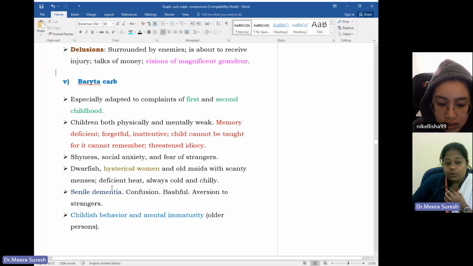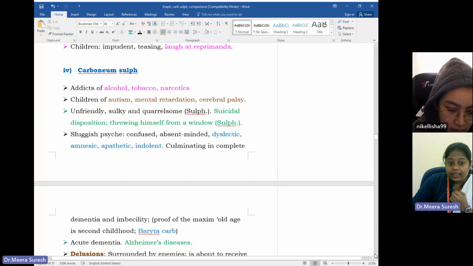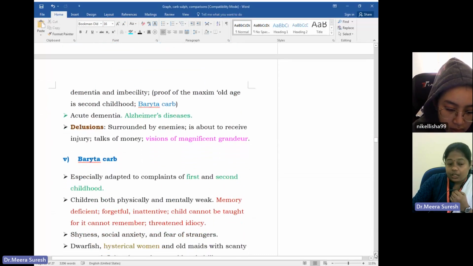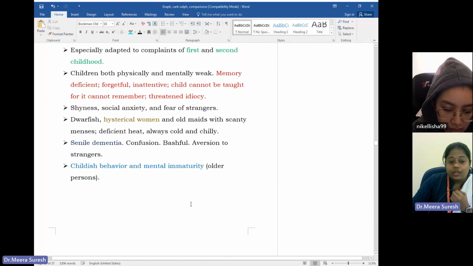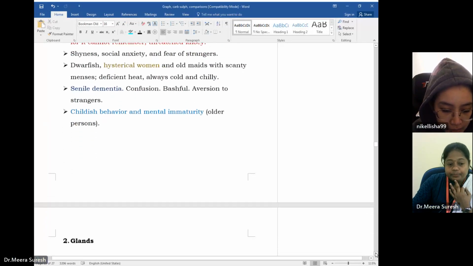Then in old people who are having senile dementia, bashful, confused, aversion to strangers. So the same, even the dementia that we mentioned over here, Alzheimer's, we can think of Carboneum sulph and Baryta carb, mind it, they go together. So it will be childish behavior and mental immaturity even in older persons. That is Baryta carb.